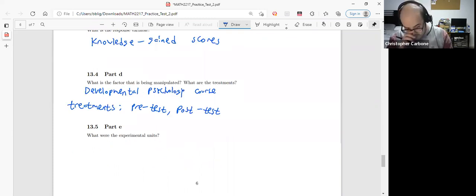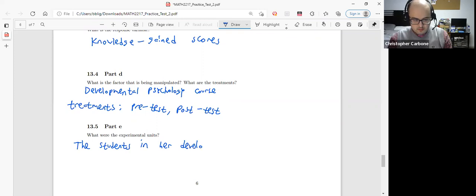Part E, the experimental units. These weren't explicitly defined per se, but this would be the students in this professor's developmental psychology classes.